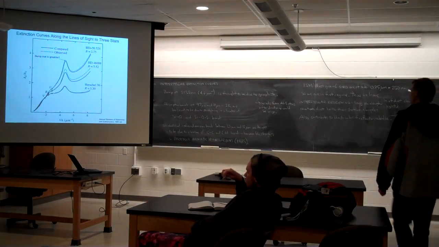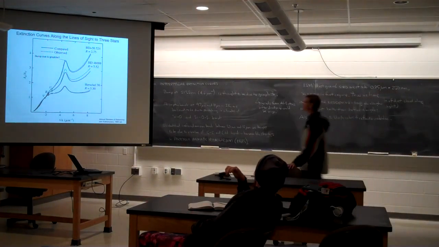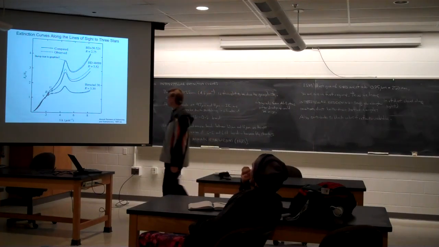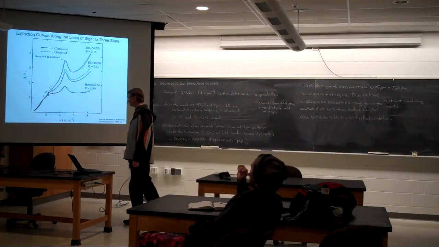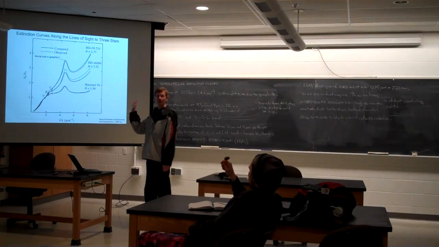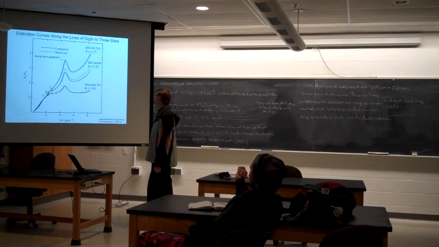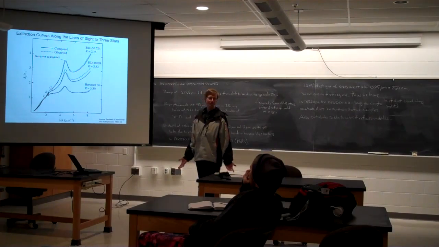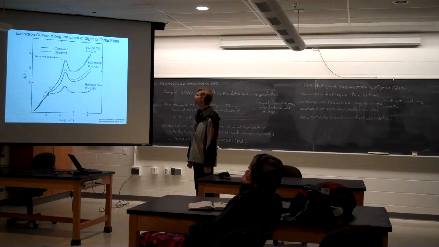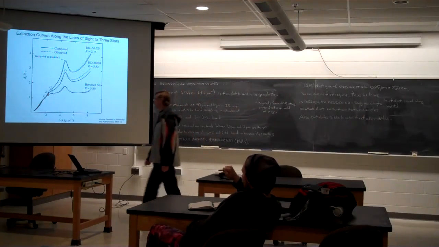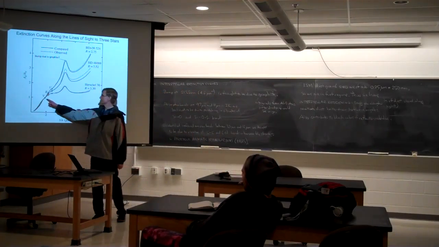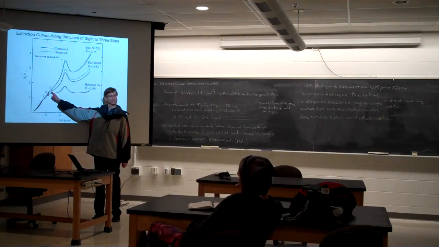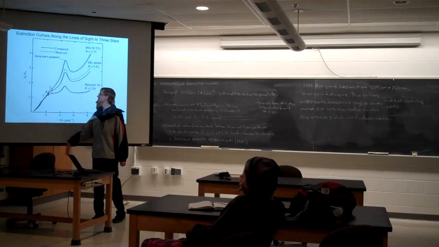So, extinction curves along the line of sight, the three lines of sight, the three stars. This is as a function of wavelength, and the idea is there's three stars, and as a result there's different amounts of dust, different column densities along the lines of sight, which is why the curves are shifted from one another. It's 1 over lambda. Notice here's the U, B, and V photometric filters, so this is the visible part of the spectrum.